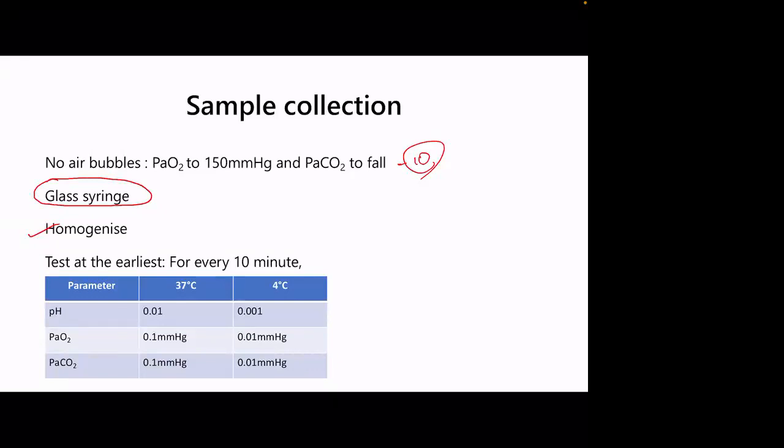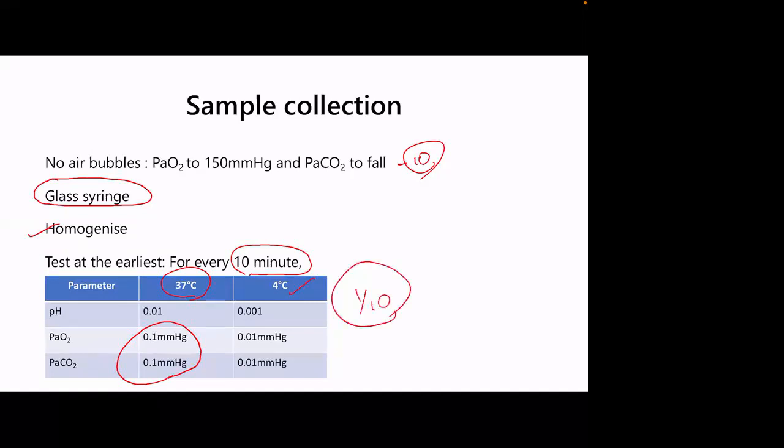And we have to test at the earliest, because for every 10 minutes, if the sample is kept at 37 degrees Celsius, the pH will change by 0.01, the PaO2 will change by 0.1 millimeter of mercury, and PaCO2 will also change by the same amount. But if it is kept at 4 degrees Celsius, the change will be 1/10 of it. So we have to keep the sample in an ice pack if it is not loaded to the machine at the earliest.